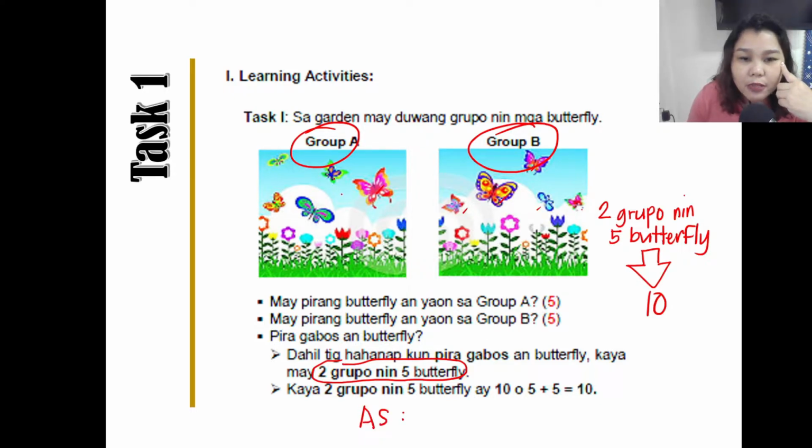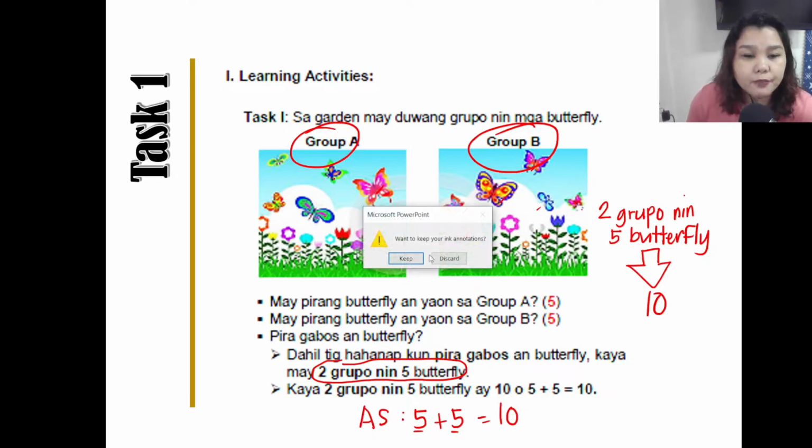So, bilangon ta ngona. First group, pirang butterfly? 5. Second group, pirang butterfly? Another 5. So, inuulit lang. So, it means you have to identify first the number of groups. So, it means you need to be ready with 2 addends. And then, if you count them all, it will give you 10. So, this is for task 1. Okay, let me switch back.